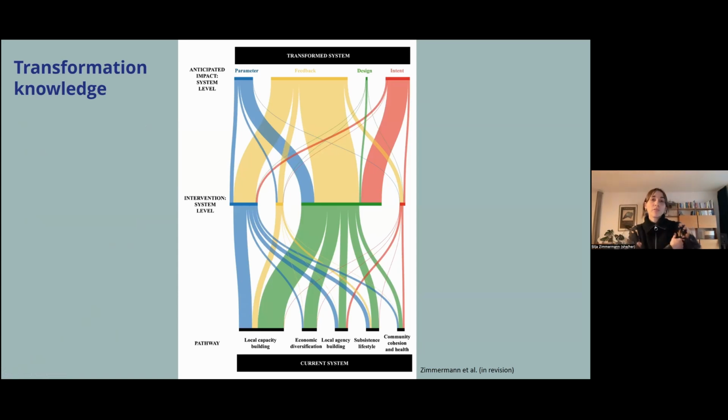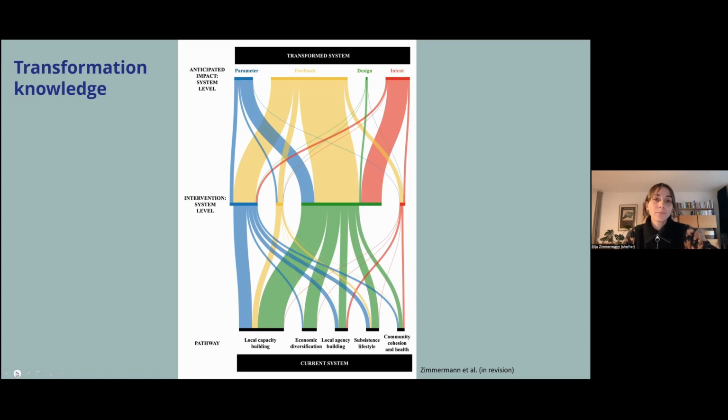And we, for example, used the 3 Horizons framework to discuss why it is difficult to address current challenges in the food system. We used it to discuss how can we perhaps overcome these challenges, and also which initiatives could we implement locally to reach that desired future as much as we can. And eventually we came up with 5 realistic pathways focused on, as you can see here in this image, local capacity building, economic diversification, local agency building, subsistence lifestyle, and community cohesion and health. And along each of these pathways, the community and the government can take specific interventions or actions locally to transform the local food system and get closer to this desirable future state.